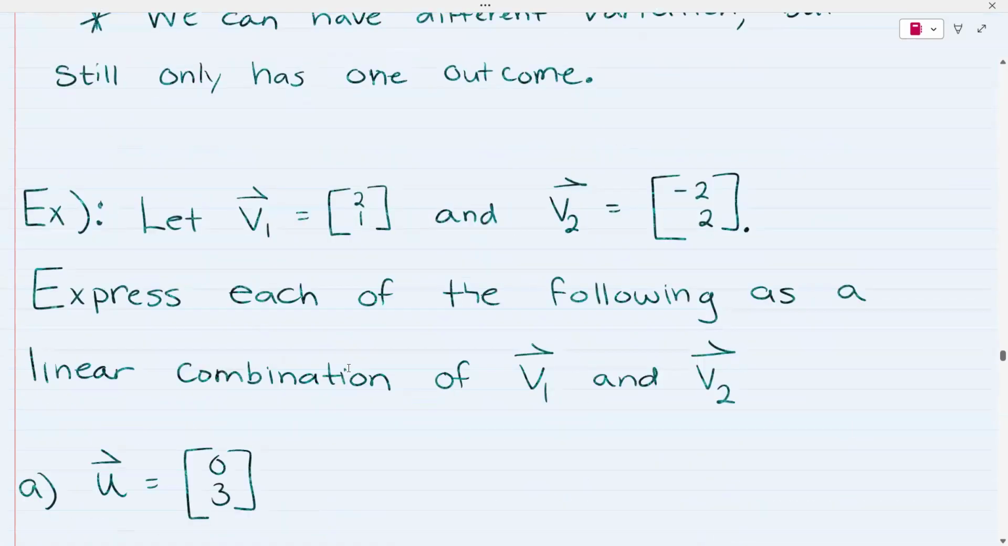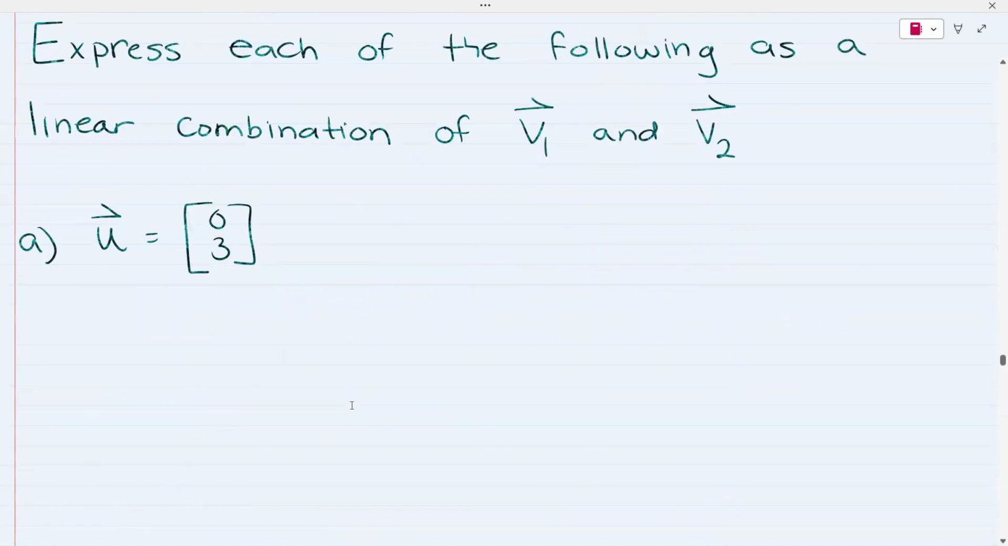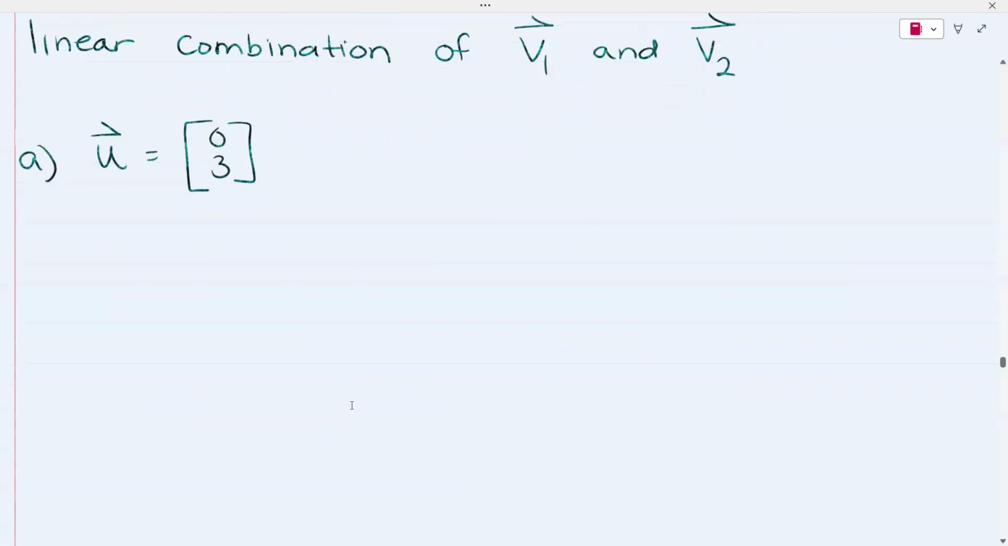So let's do an example. Let's say vector v1 is 2 comma 1, and vector v2 is negative 2 comma 2. Express each of the following as a linear combination of v1 and v2. So let's look at part A. How would I do this one? So basically, we need to express each of the following as a linear combination. So what this really means is we have vector u, 0 comma 3.